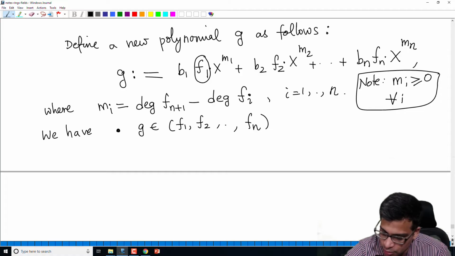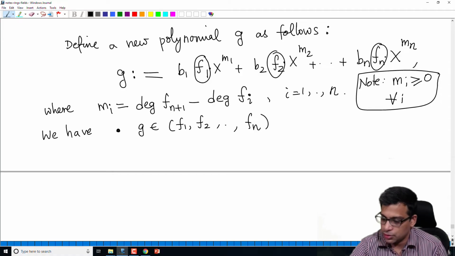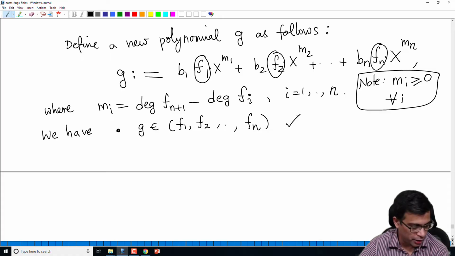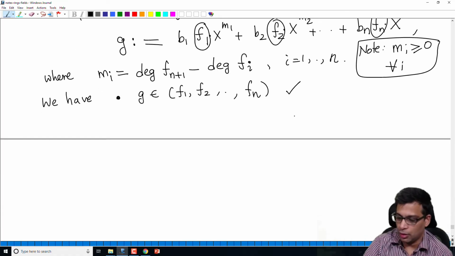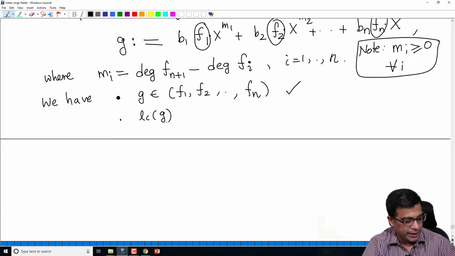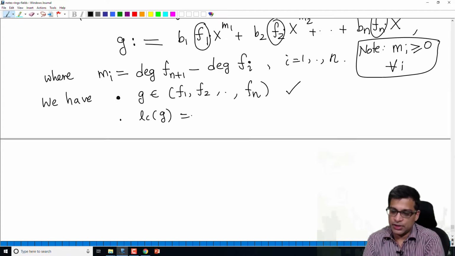Because f1 is here, f2 is here, f1 is here, so it is f1 times something plus f2 times something plus fn times something. So it is in the ideal generated by f1 through fn. Moreover, we also know that the leading coefficient of G is equal to what?